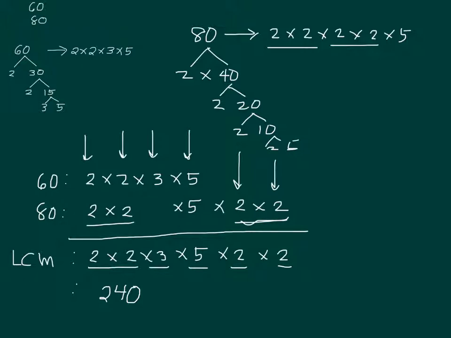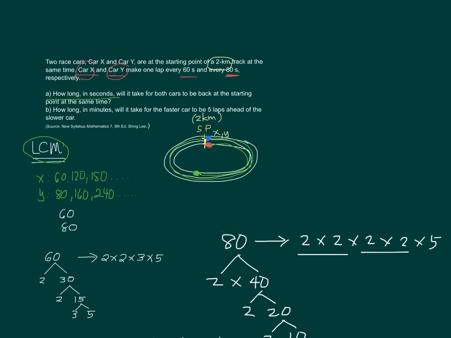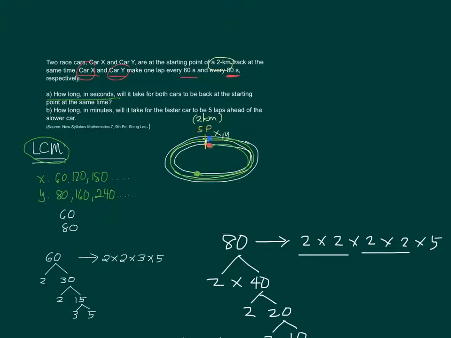So going back to our problem, that makes car X and car Y be back at the starting point at the same time, and that time is 240 seconds. So that's the answer to the first question. So they will be at the starting point again at the same time at 240 seconds.